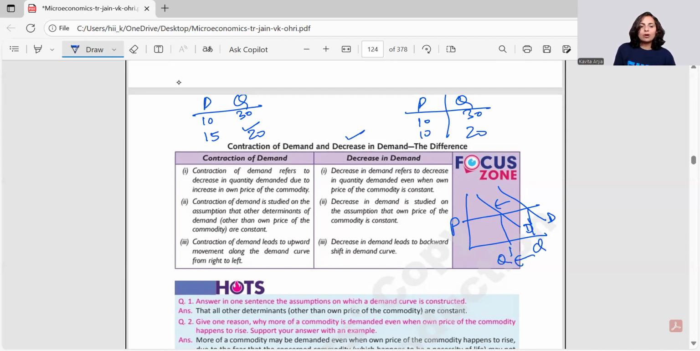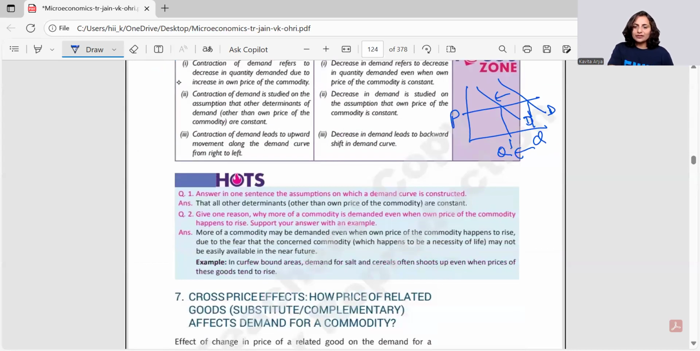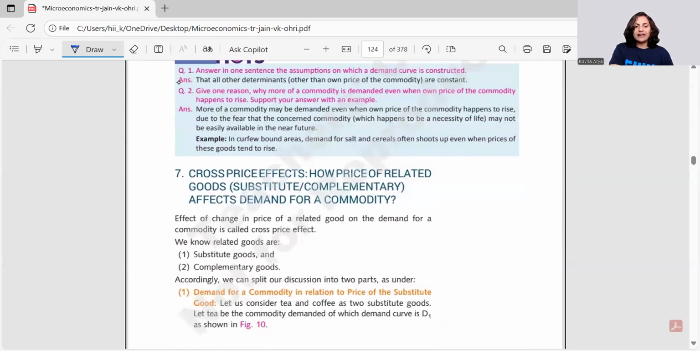Okay. But when we talk about contraction, contraction means at this point of time, the quantity is demanded this much, but quantity reduces as the price rises. So my demand curve is this, and you have to show it with the upward movement. With this, we are done with the topic of movement and shift.